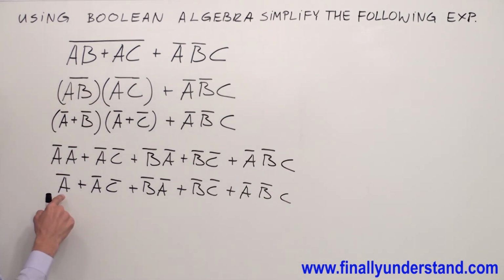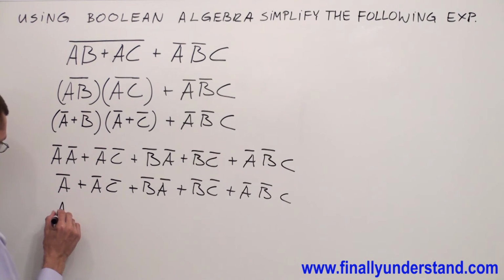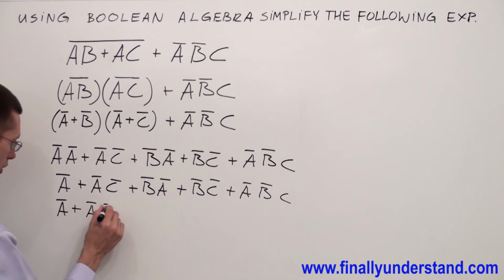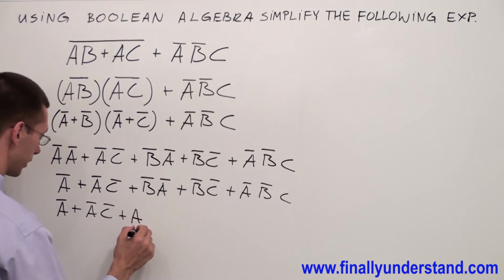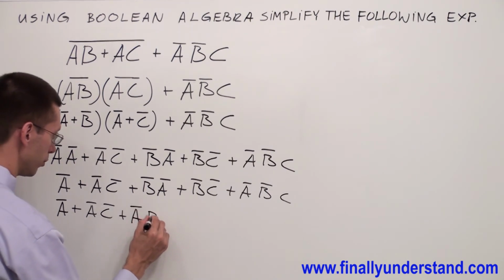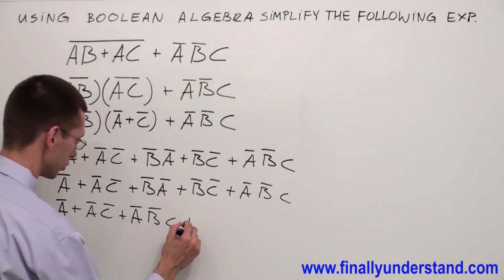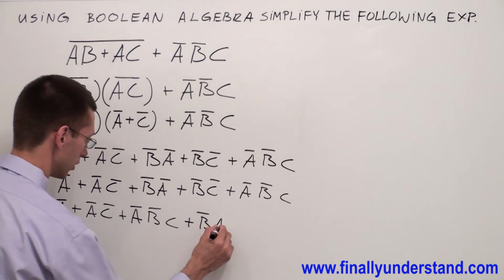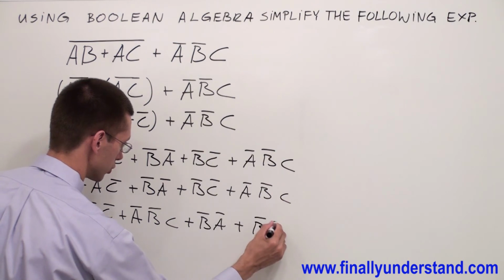Now let's take a look. We have A naught over here, A naught, and I have A naught. I'm going to write them down one more time: A naught or A naught, C naught, or I'm going to take from here A naught, B naught, C, and I have also A naught over here, so I'm going to copy this down: B naught, A naught, or B naught, C naught.